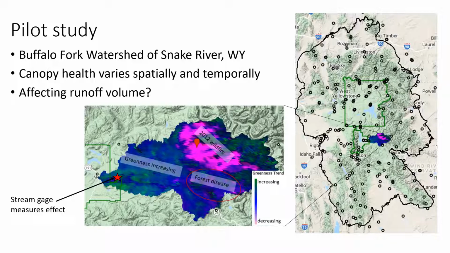But fortunately, we have a USGS stream gauge at the bottom of this watershed that measures the cumulative effect of water flowing off this watershed. So we can use that to help us understand what the impacts of all these changes in vegetation might be having on stream flow.